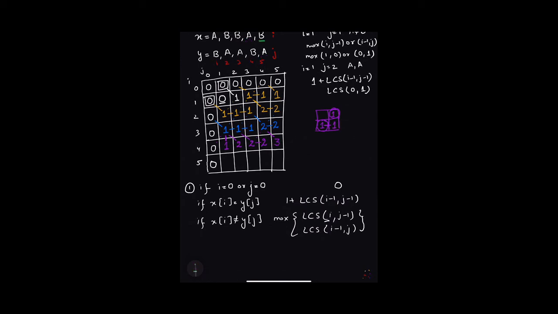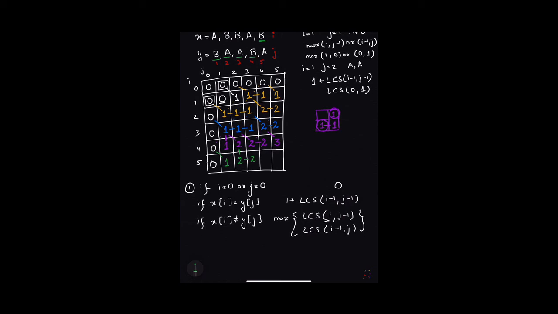Now let us consider for i equals 5. B and B matches. So I would be adding 1 to the diagonal element. B and A does not match. So from both of them, 2 is the maximum. And I have taken this from the top row. Then B and A does not match. Again, from this and this, I'm going to take the maximum element. So I'm going to consider 2 from the horizontal one.